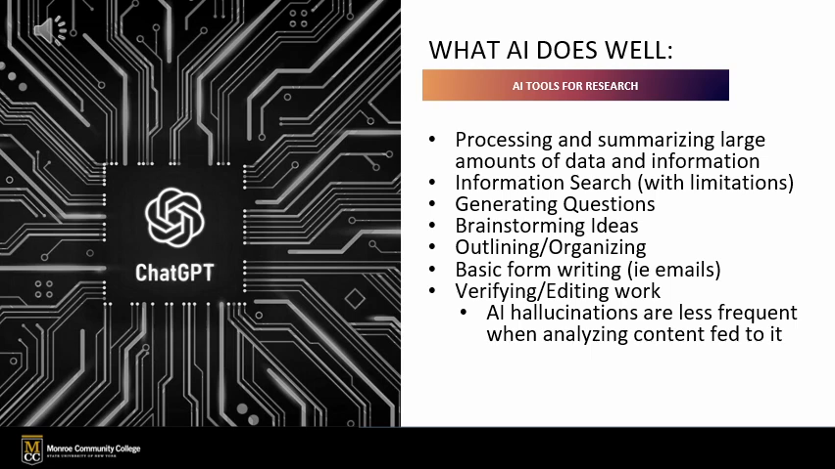Here's an important tip. AI hallucinations are significantly less frequent when you're asking it to analyze content you provide rather than generate facts from scratch. So, using AI to summarize an article you upload is generally safer than asking it to tell you about that article based on its training data. But even in its areas of strength, human verification is absolutely essential.